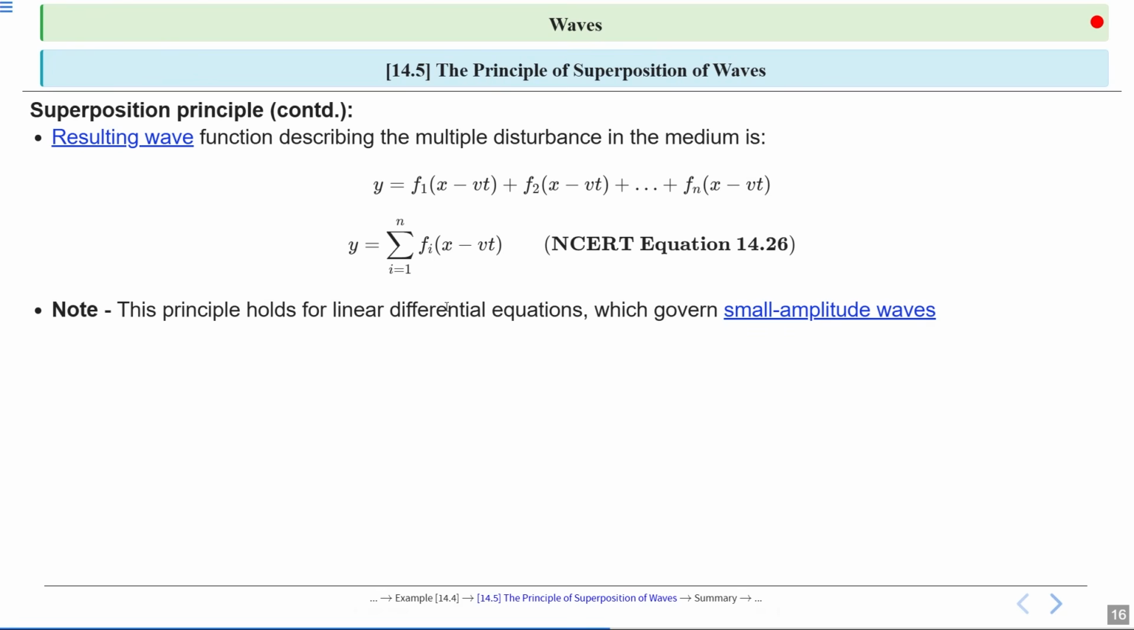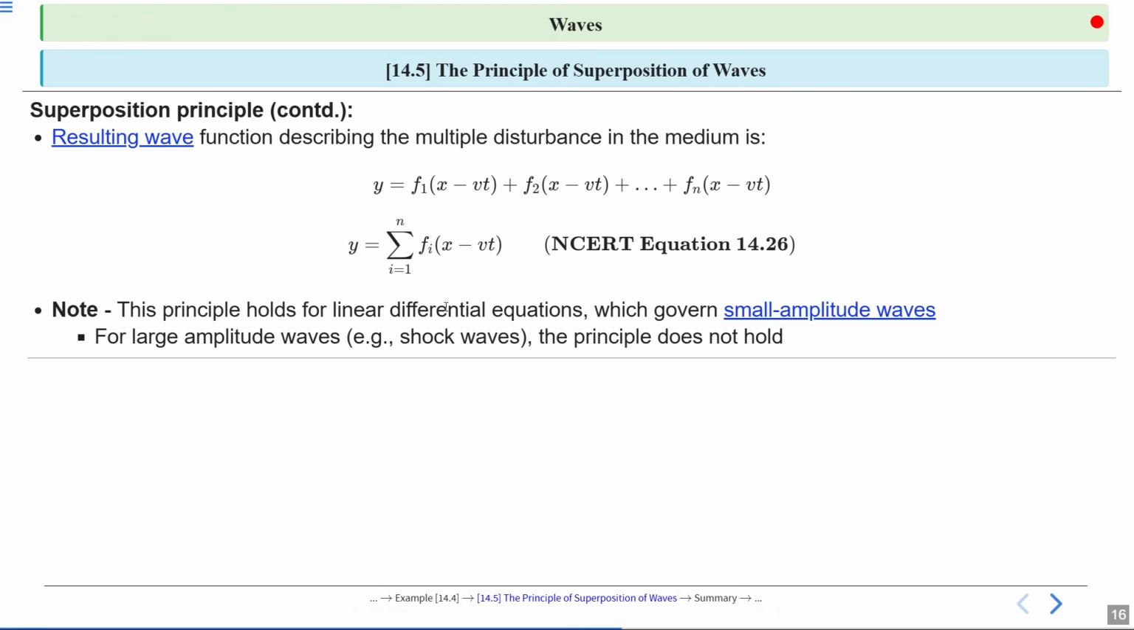It's important to note that the superposition principle only works for linear differential equations, which describe small amplitude waves. That means the waves must be gentle enough that their effects simply add together. So for large amplitude waves, that is shock waves, the principle does not hold. In those cases, the waves interact in more complicated ways and we can't just add their effects.